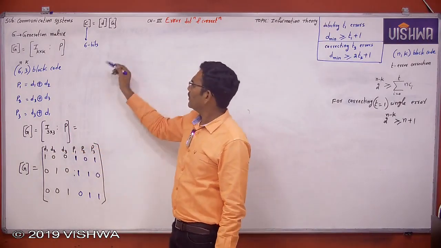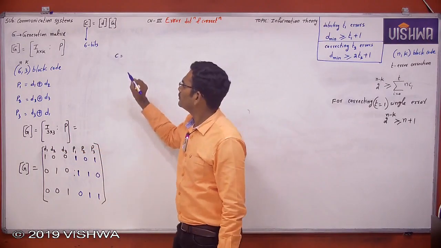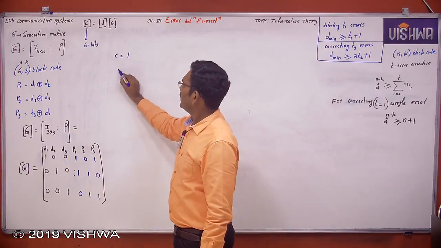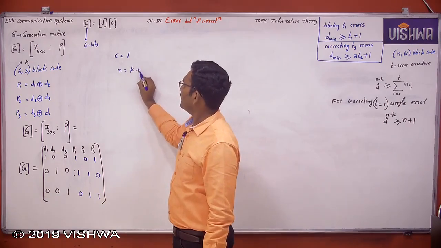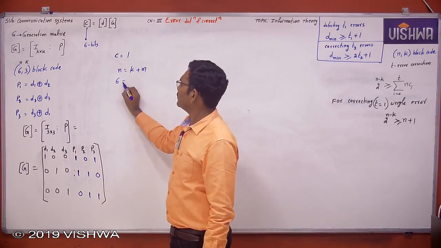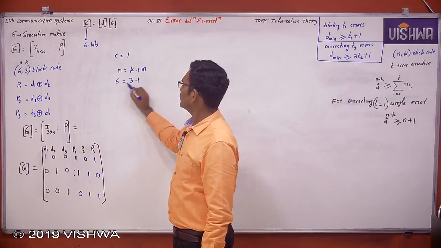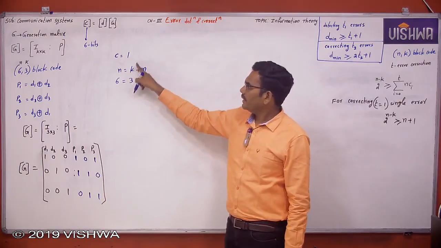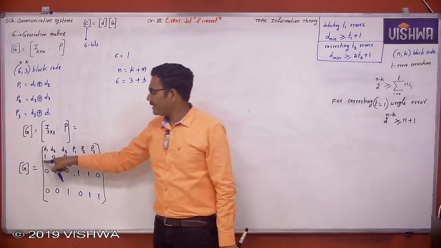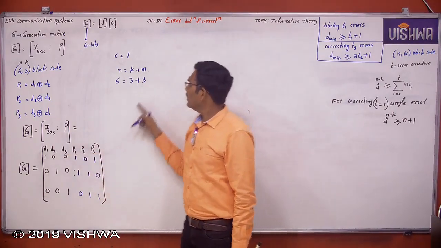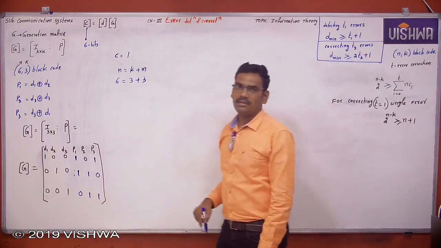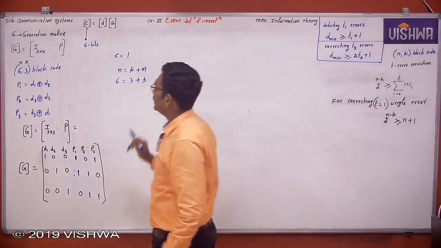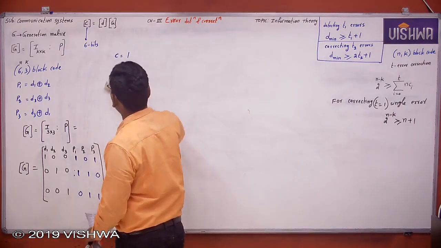Previously also I said C, the total code, is N equal to K plus M. Am I right? Now this is 6, which is equal to 3 plus 6 minus 3, which is 3. The total code length is 6. In that, the first 3 are the data bits, the information bits, and the next 3 are the parity bits. So the total code consists of information bits as well as parity bits. Okay, this is an example.